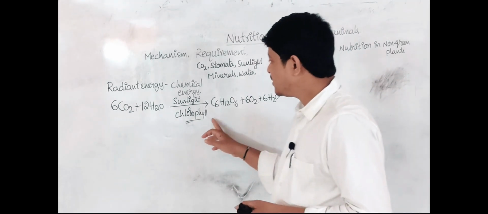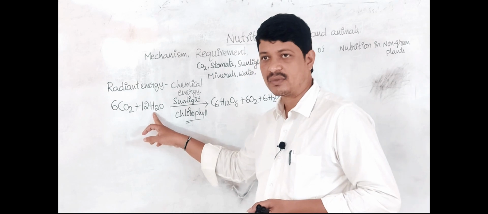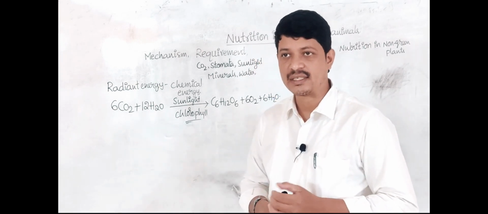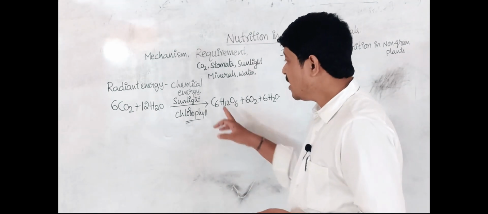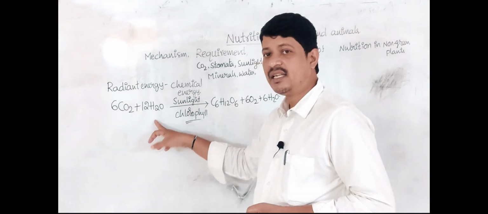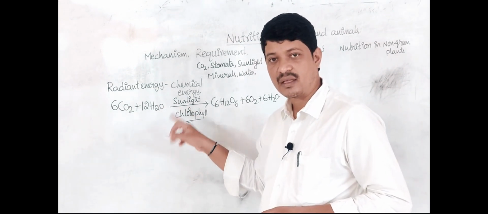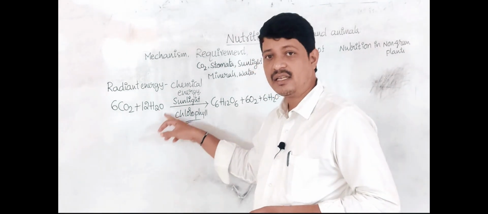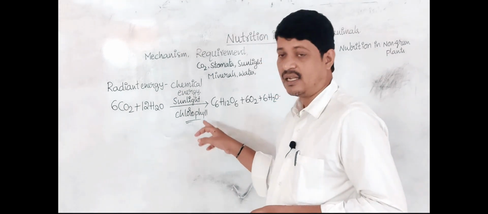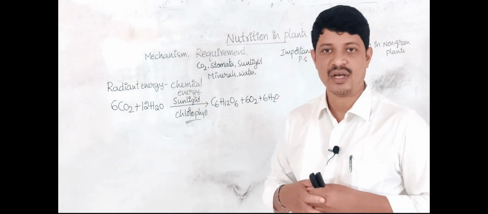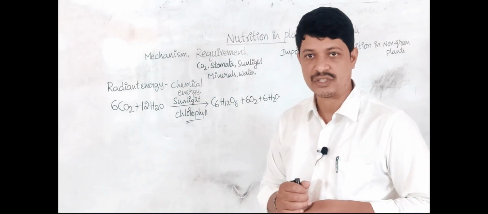Now, the raw materials, carbon dioxide and water, are converted by the chlorophyll into carbohydrates. That is the process. And another product here is that oxygen is evolved from this process. All these are the mechanism for the nutrition.